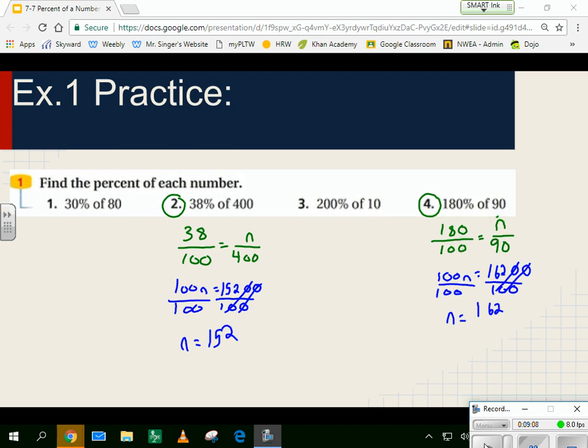So here are the answers that you should have received for these. So you can see that 38% of 400, that came out to be 152, which makes sense that it's smaller than 400 because 38% is not one whole. And then for number 4, we had 180% of 90, so the number had to be larger than 90, and 162 is larger, so that's how we knew that it was right. Okay, hopefully you got those right. If not, you can come to me and we can work on 1 and 3 if you'd like.